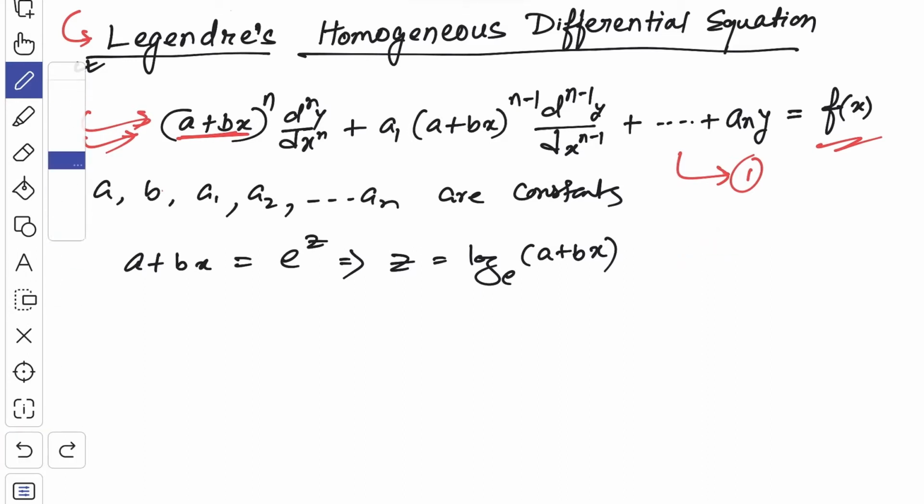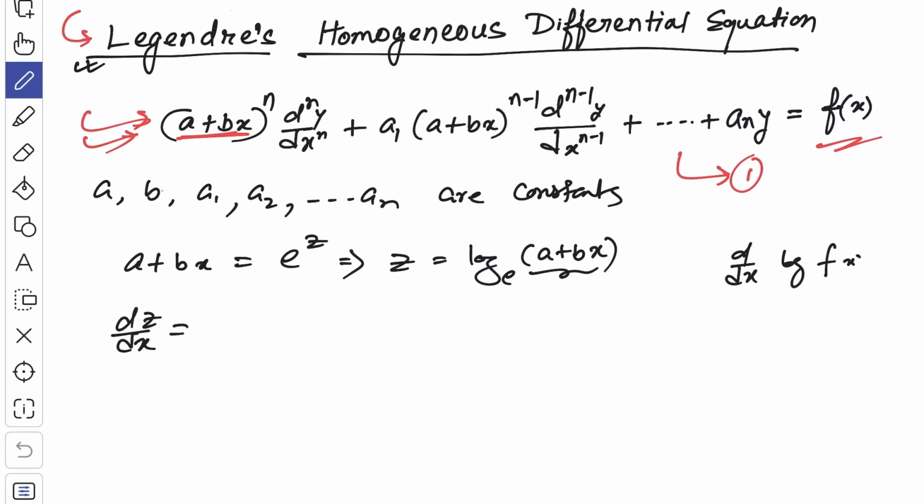So let us differentiate it. dz by dx, let us differentiate with respect to x. Here this is a function of functions, log of a plus bx. If you need to differentiate log of f of x, what you will get is 1 by f of x, then again the derivative of f of x, right?